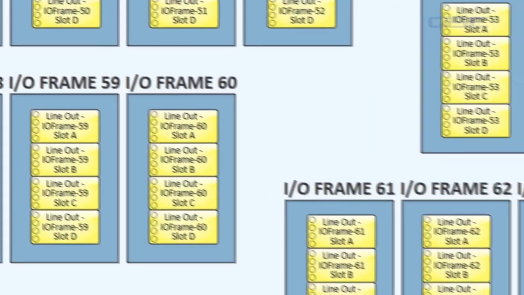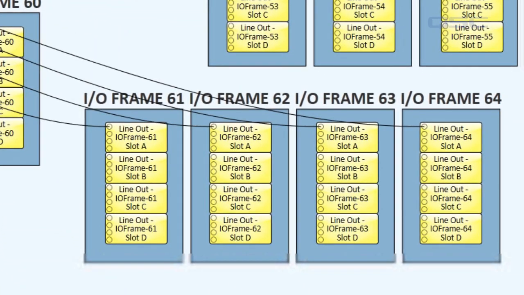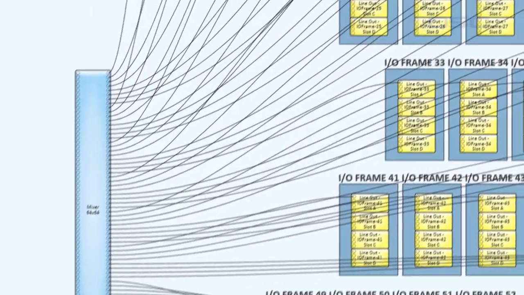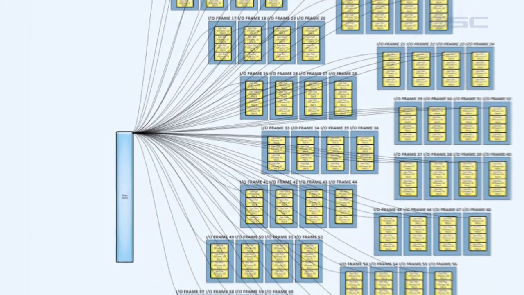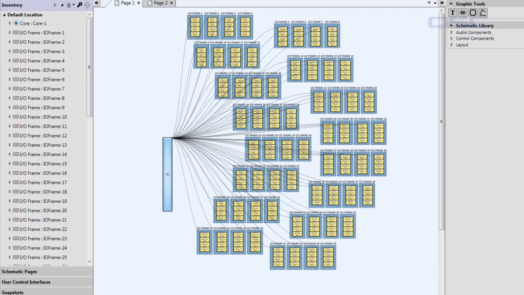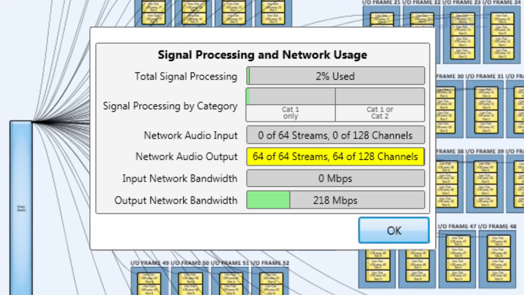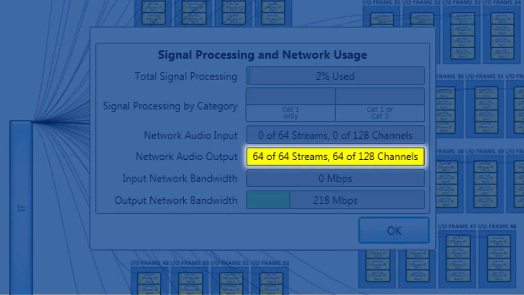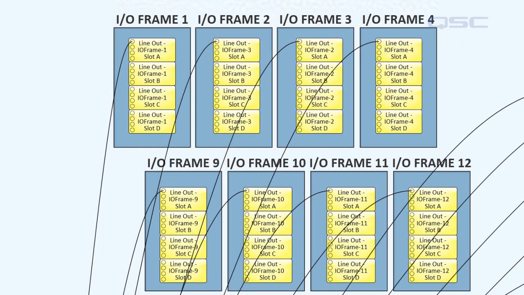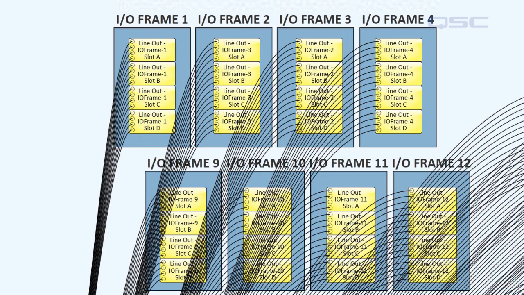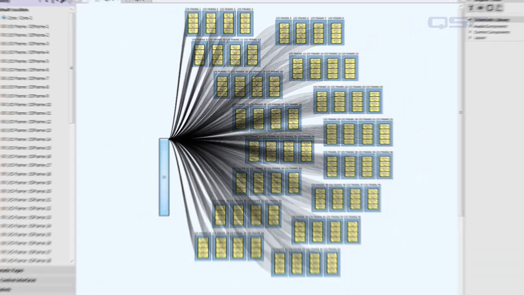If you had 64 I/O frames and each one of them only received one audio channel, which could be 64 different channels, or it could all be the same channel, then each of these I/O frames would use one network audio stream with one network audio channel in it. So, on a Core 110F, you will be at your maximum of 64 network audio streams out. But each one of those 64 I/O frames can then fan out its audio signal over its 16 line outputs, meaning that you have achieved a maximum of 1,024 output channels.